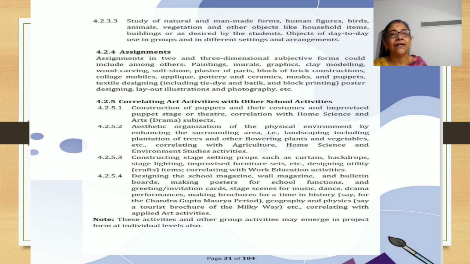Then the next one is 4.2.3.3, that is study of natural and man-made forms, human figures, birds, animals, vegetation, other objects like household items, buildings, or as decided by the students. Yes, that is under 3.3. Then comes assignments. There, 4.2.4 is assignments. The two or three dimensional subjective forms could include, among others, painting, murals, graphics, clay modeling, wood carving, soft stone, plaster of Paris, block or brick constructions, collage, mobiles, applique work. Anyway, understand that all these are two and three dimensional subjective forms.